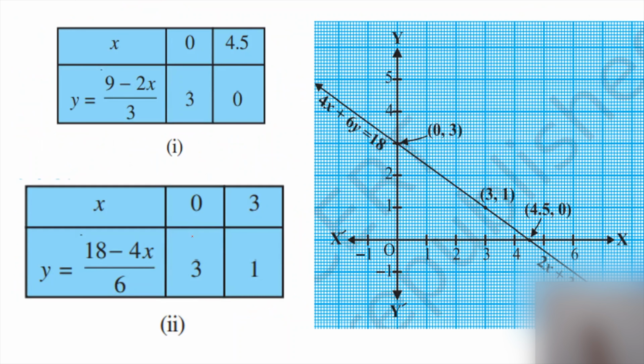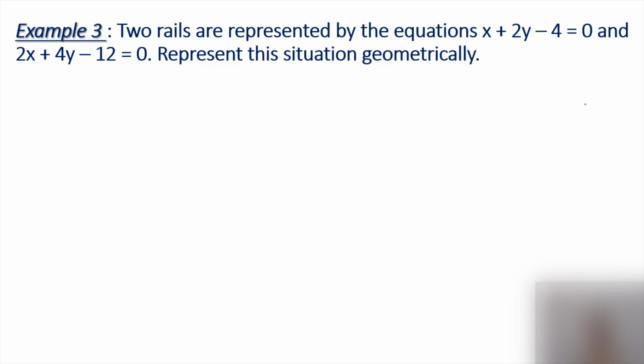You can plot this. Here we can see that both of these equations have the same graph, that is the same line, and these types of lines are known by the name coincident lines. Next is the third situation.